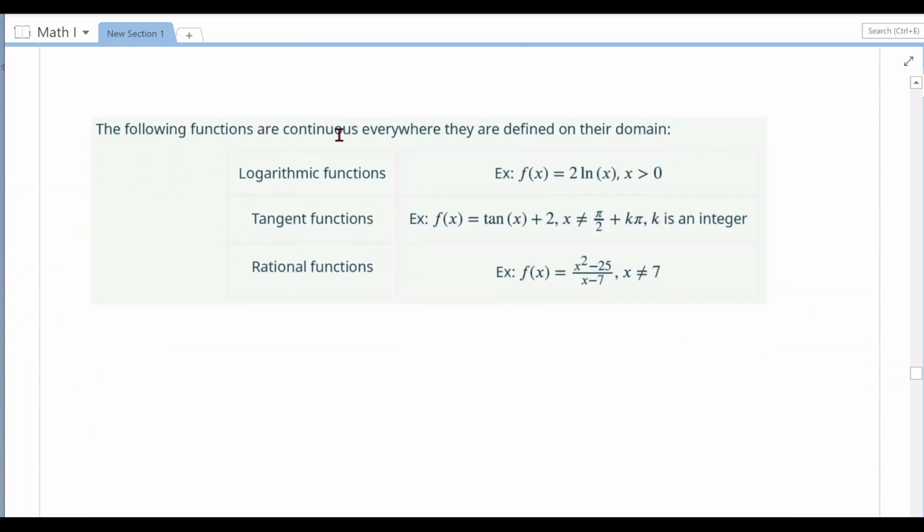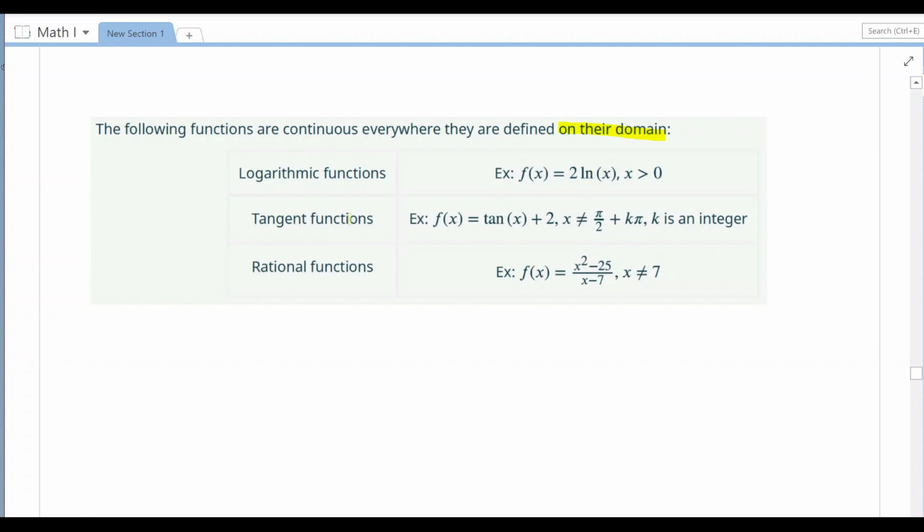The following functions are continuous everywhere they are defined on their domain. So on their domain. For example, here the function f of x equals 2 ln x, where x is greater than 0, then yes, the function is continuous. X is positive.